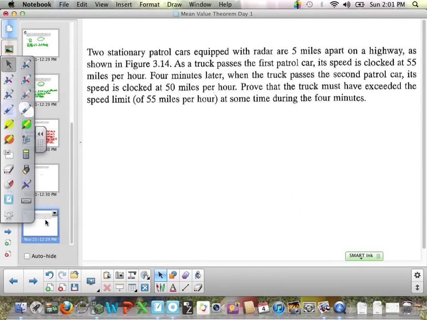All right. As I was saying, it's used a lot for traffic patrol. Two stationary patrol cars equipped with radar are 5 miles apart on a highway, as shown in figure 3.14. I didn't include the figure. You can picture two cars sitting there. As a truck passes the first car, its speed is clocked at 55. 4 minutes later, its speed is clocked at 5 miles per hour at the second car, which is 5 miles away. Prove the truck must have exceeded the speed limit at some time during the 4 minutes.